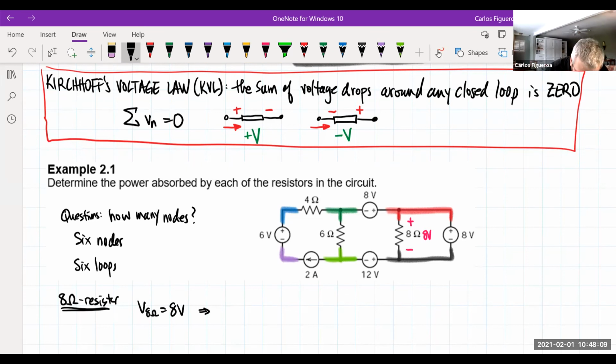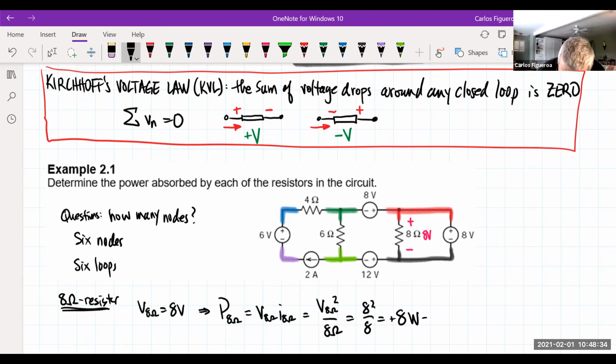So then this tells me that the power of the 8 ohm resistor is going to be what? Well, I could do it like this, but I don't have the current. So we want to do it without the current. So I can rewrite this like this. If I do this, this is then going to be 8 squared over 8. So therefore, I'm going to get positive 8 watts for the power across the 8 ohm resistor. So now I have the power of that resistor. So then what's the next easiest thing to do?